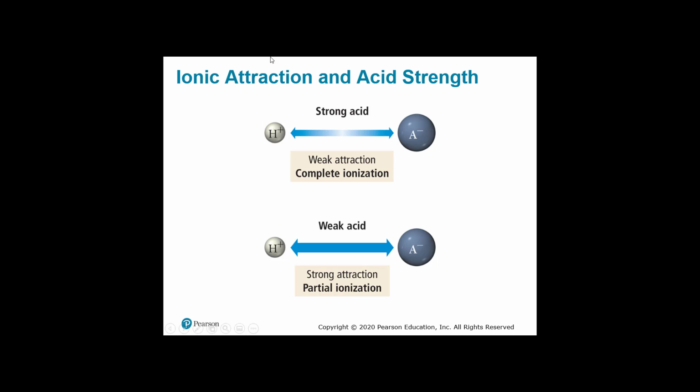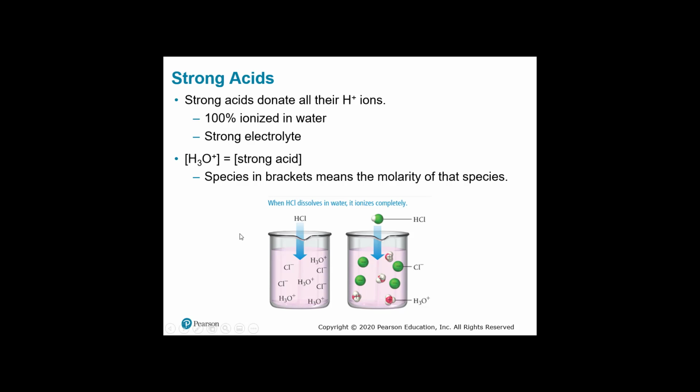So ionic attraction and acid strength. Let's do a review. A strong acid completely ionizes or completely dissociates, 100%. A weak acid does not. It stays mostly intact, and there's only partial ionization. And depending on the acid, even those vary on how much partial ionization occurs.